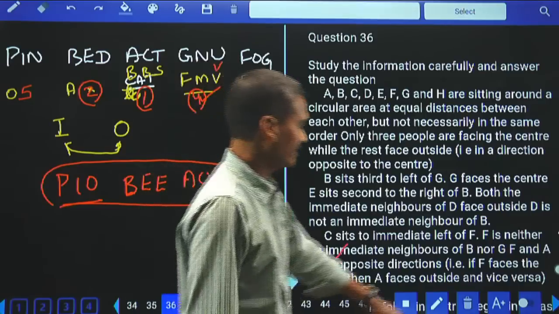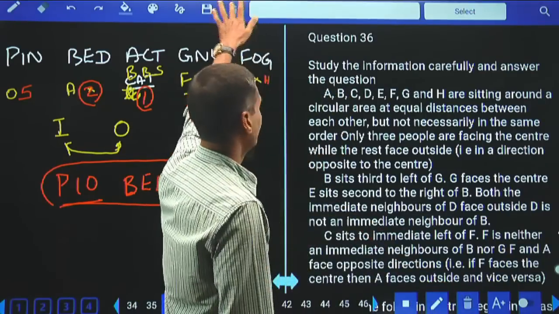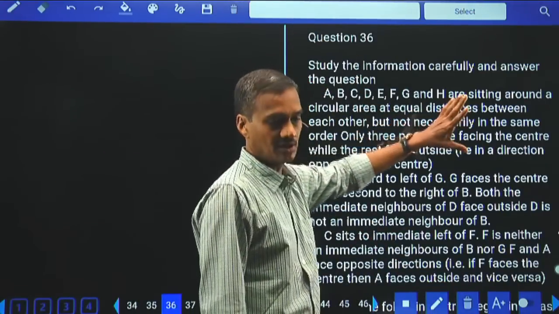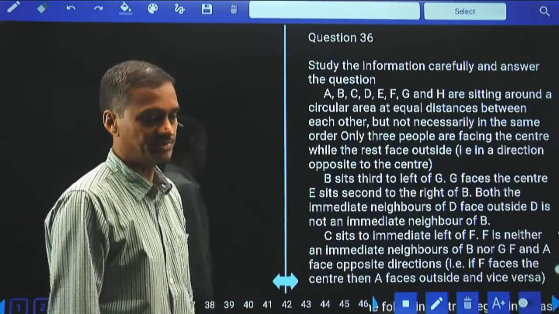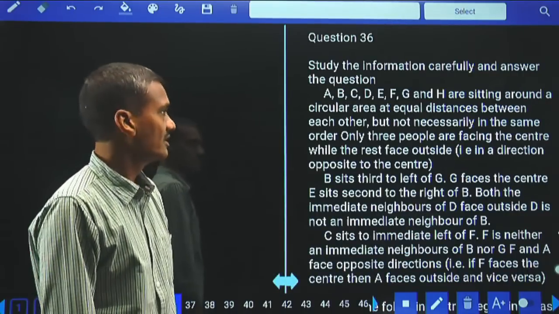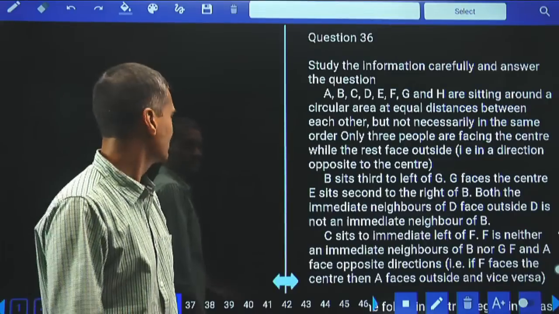And finally question number 36 to 40. It is based on circular arrangement. How many persons were there? 8 persons. A, B, C, D, E, F, G, and H are the 8 persons seated around a circular table. And some of them are facing inward and some of them are facing outward.